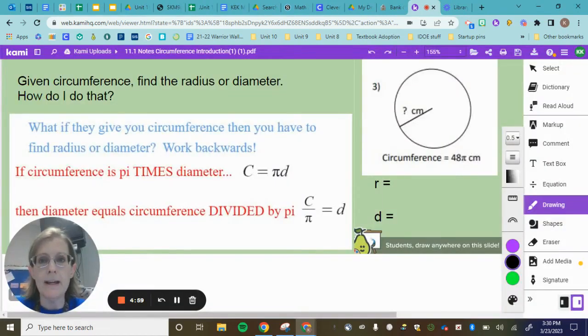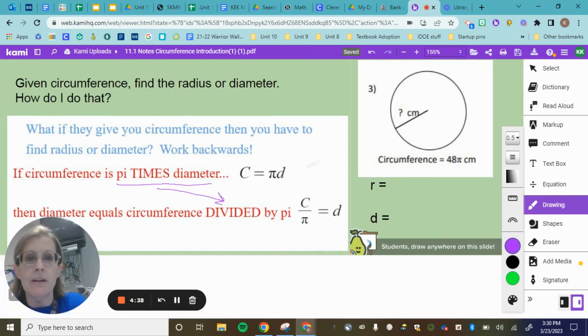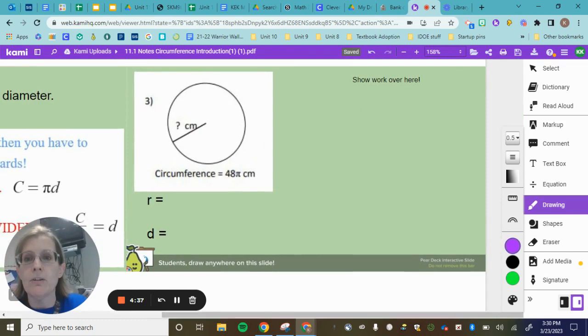Now, sometimes you are given the circumference and you have to work backwards to find the radius or diameter. If that happens, we know that the circumference is pi times the diameter, and as we know from algebra, the opposite of times is division. So we are going to work backwards and divide by pi. You still want to write down your R equals and D equals, but that's what we're trying to find, so we can't do anything with that right now.